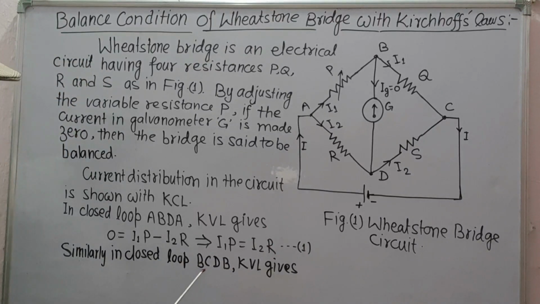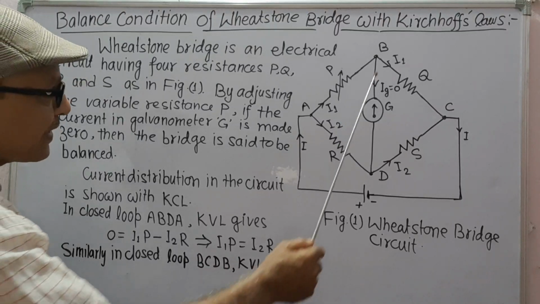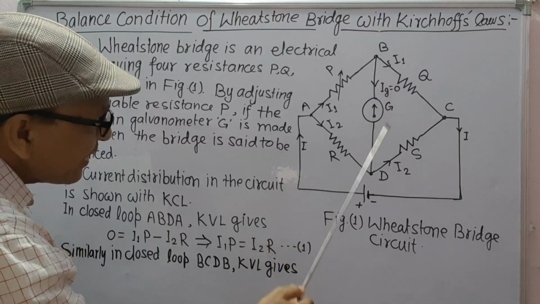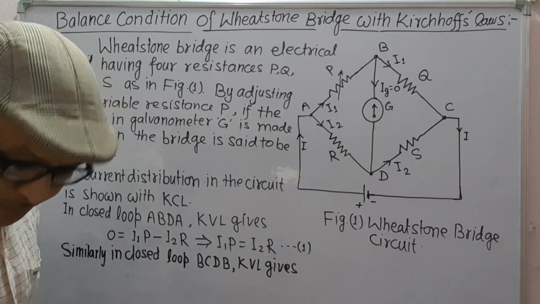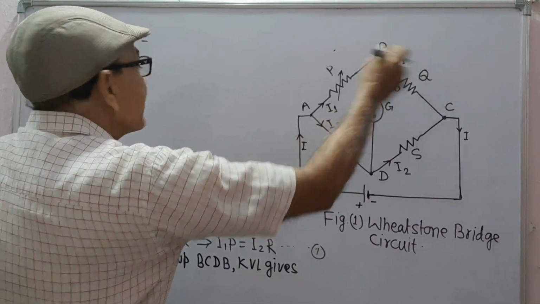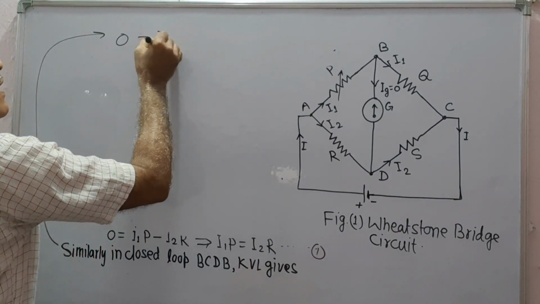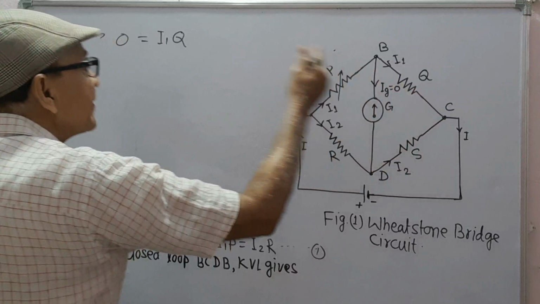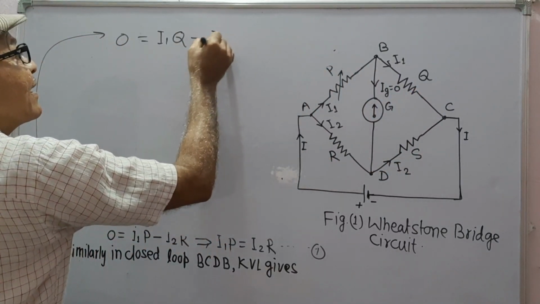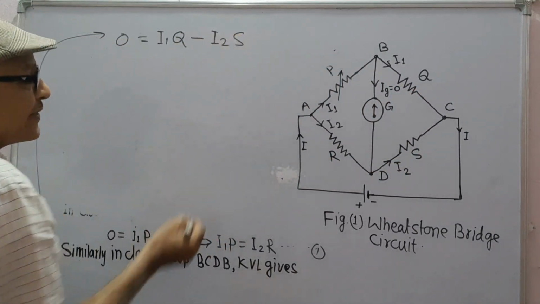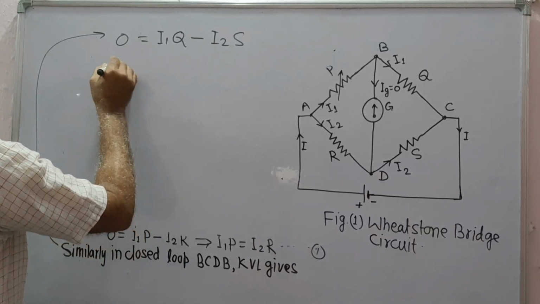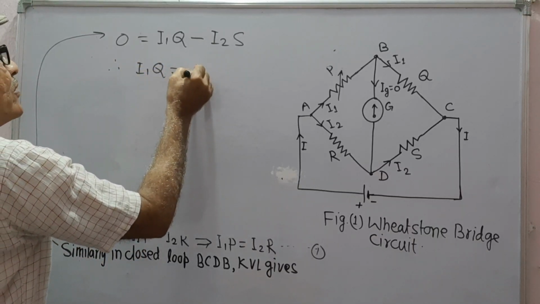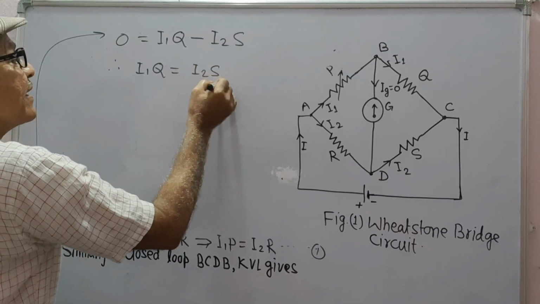Similarly, in closed loop BCDB, sigma EMF is 0. I1Q clockwise positive minus I2S anti-clockwise negative, that is I1Q is equal to I2S, equation 2.